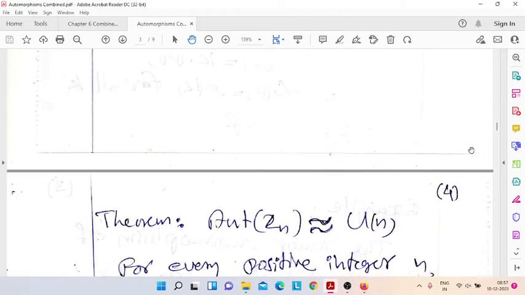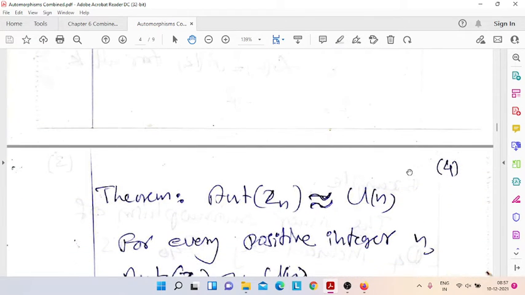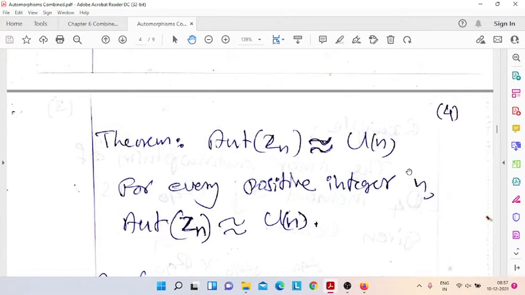Okay, next. We have a theorem next. In this theorem, we are going to show that the automorphism group of Zn is isomorphic to Un. We consider Zn, which is the set of classes of integers modulo n.